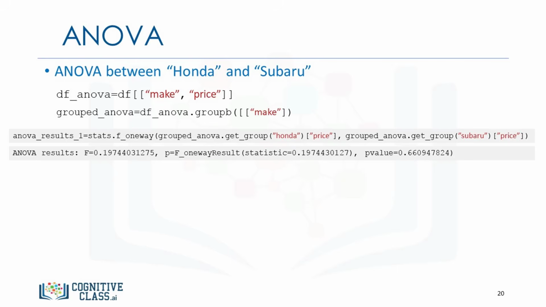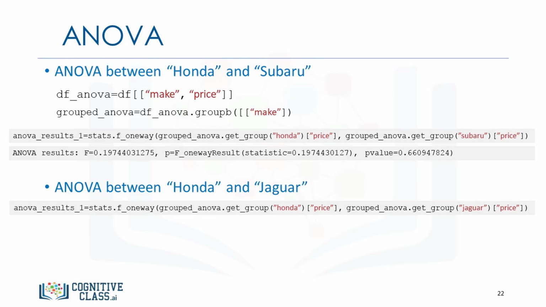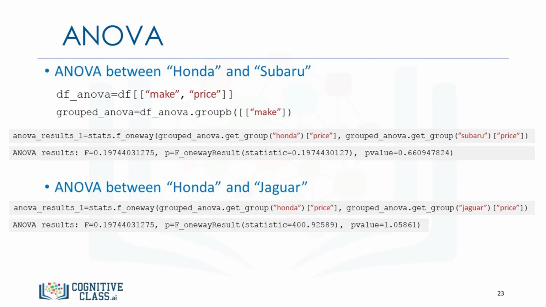The prices between Hondas and Subarus are not significantly different, as the F-test score is less than 1 and p-value is larger than 0.05. We can do the same for Honda and Jaguar. The prices between Hondas and Jaguars are significantly different, since the F-score is very large, F equals 401, and the p-value is larger than 0.05.